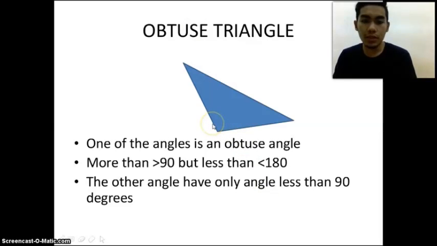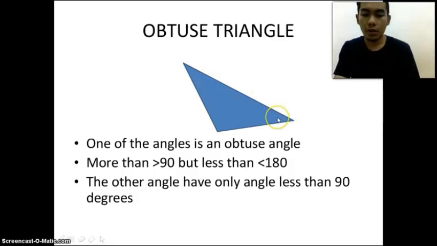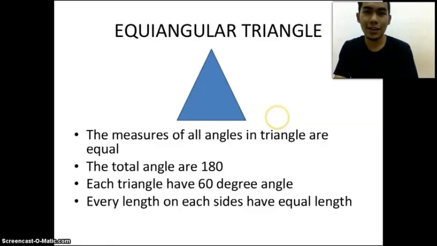The obtuse triangle is when one angle is more than 90 degrees but less than 180 degrees. So the other angles are below 90 degrees. Okay, next is the equiangular triangle.